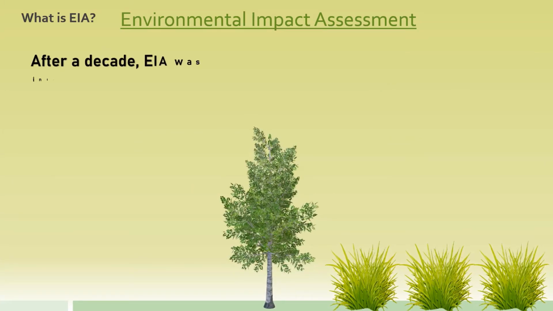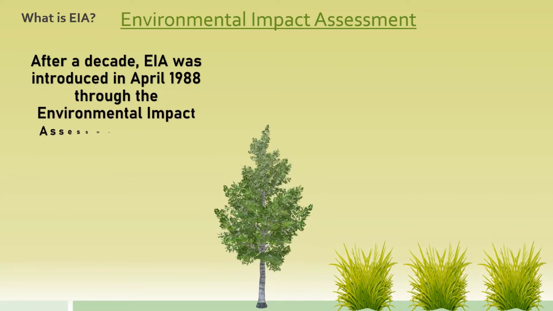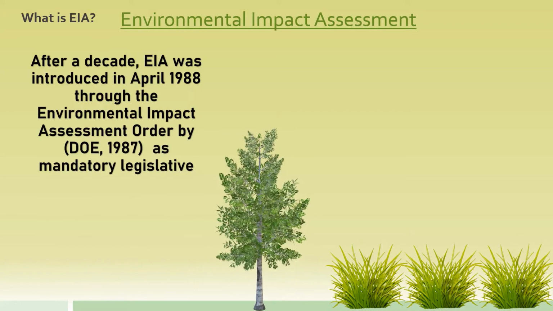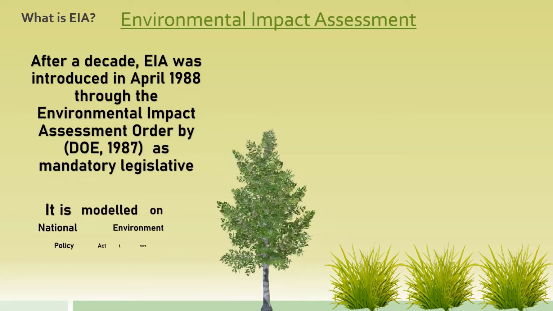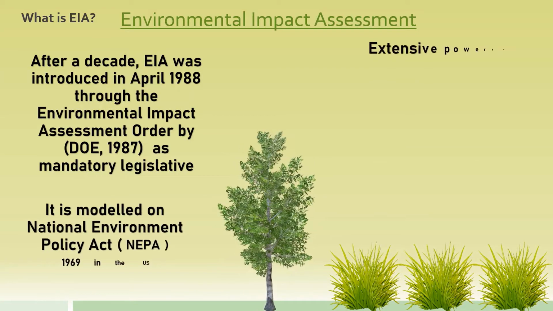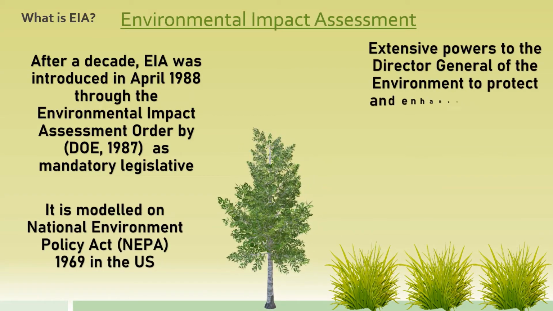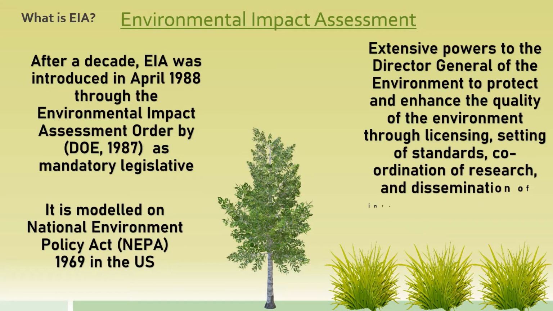After a decade, EIA was introduced in April 1988 through the Environmental Impact Assessment Order by the Department of Environment in 1987 as a mandatory legislative requirement. It is modelled on the National Environmental Policy Act (NEPA). It gives extensive power to the Director General of the Environment to protect and enhance the quality of the environment through licensing, setting of standards, coordination of research and dissemination of information to the public.